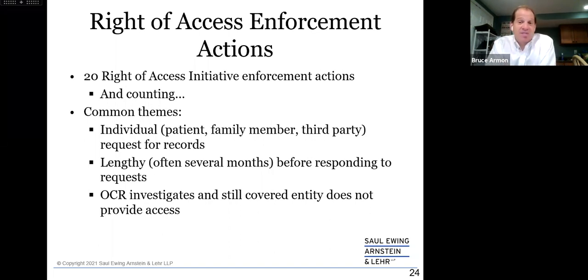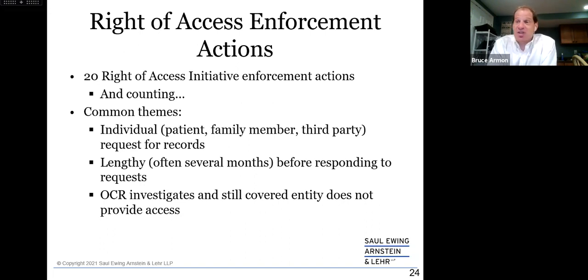The common themes that have occurred for most of these: an individual or a member of the individual's family who has the right to do so requests the records. There's a lengthy, sometimes several month delay before responding to that request. And then OCR, which is the Office for Civil Rights within the Department of Health and Human Services, oversees the HIPAA enforcement activities. They investigate.